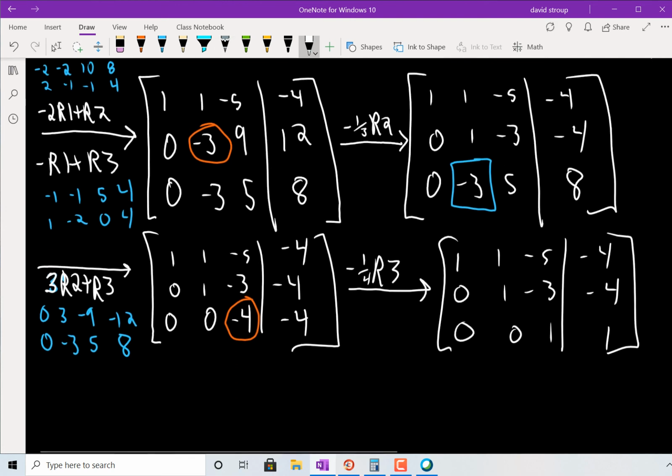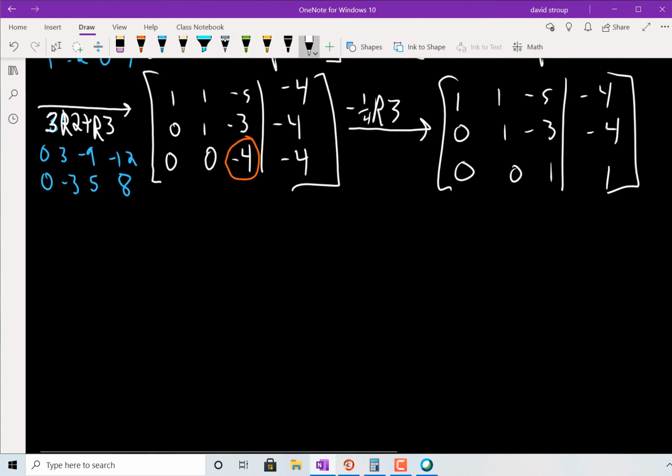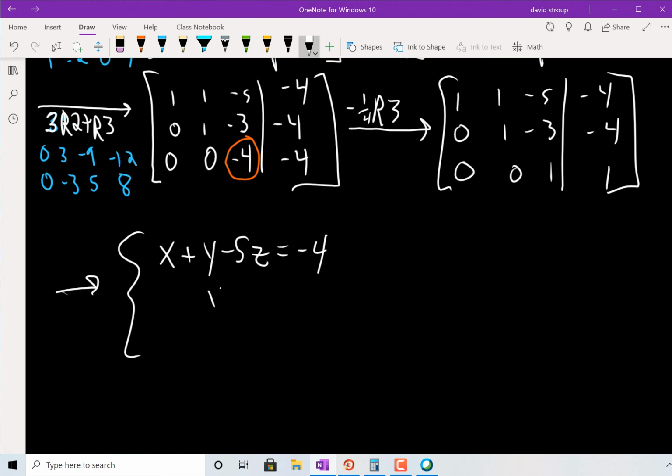Okay, so we're not done yet. We still haven't solved it, right? We need to translate this back into our variable system. So we have x plus y minus 5z is -4. y minus 3z is -4, and then z equals 1.